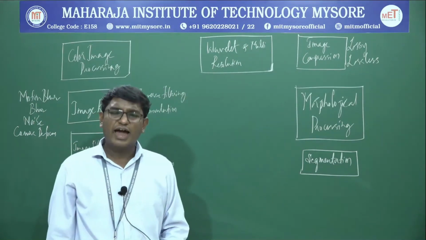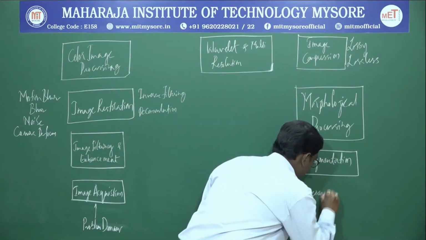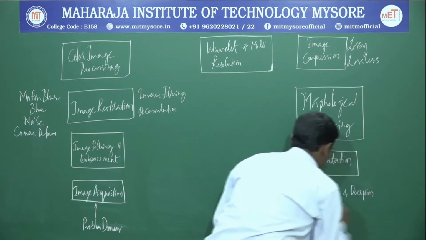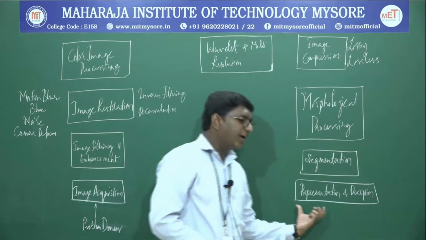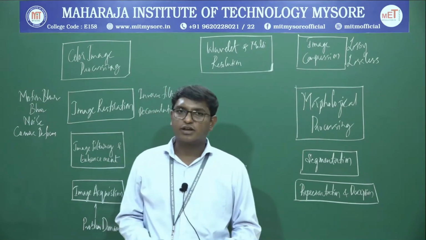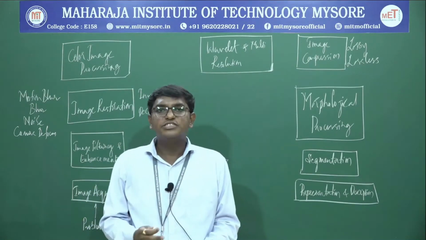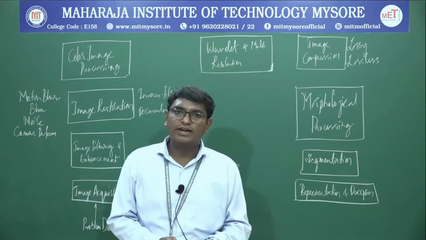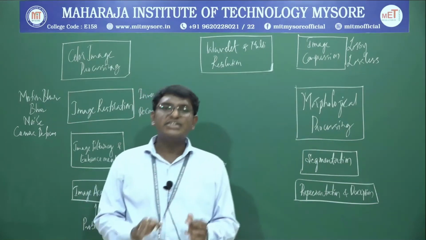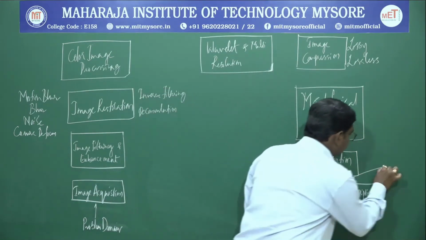Next, representation and description. Before I put light on representation, let me discuss description. Description is also called feature selection. Here we extract the image attributes which will in turn help us understand the quantitative information of that image. Similarly, in representation, we represent any one particular part of the image with respect to the boundary or with respect to the region. We'll give an example for this.